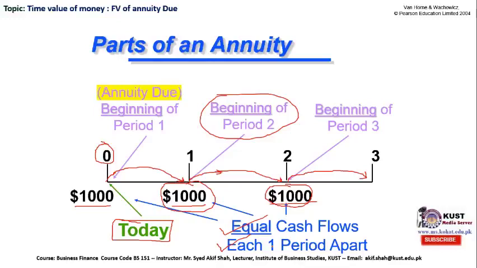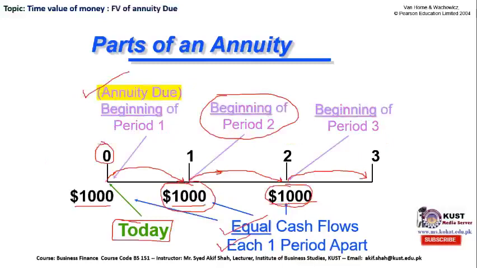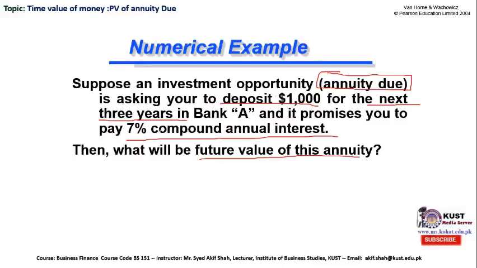Let's move to our previous slide. In ordinary annuity, we can see that the investor was required to deposit a certain amount at the end, or at the completion, of the first year, similarly at the completion of the second year, and then at the completion of the third year. However, in the annuity due case, the investor is required to deposit money at the start of the period, right? Basically, this numerical case comprises $1,000 for the next 3 years, right?